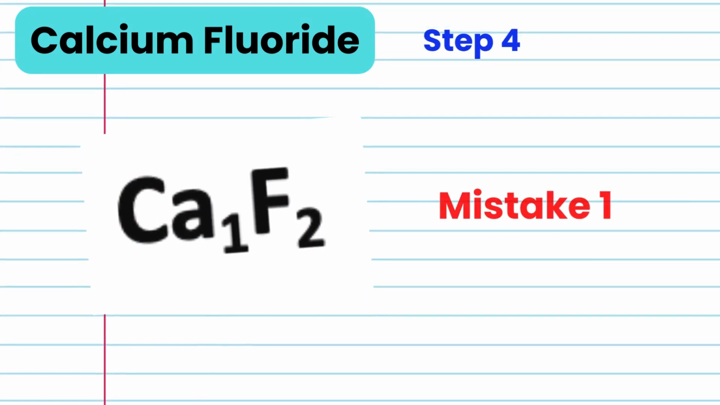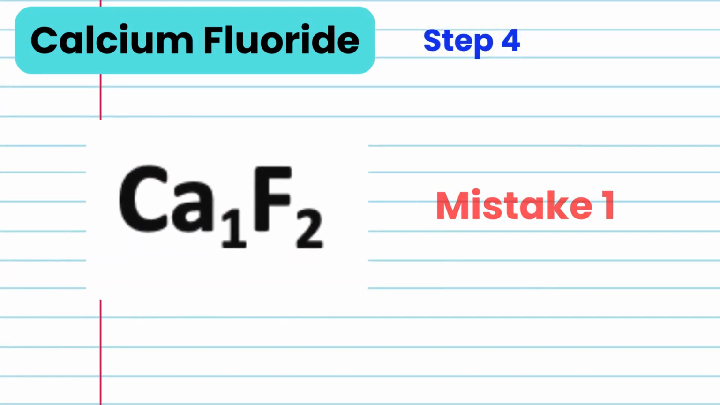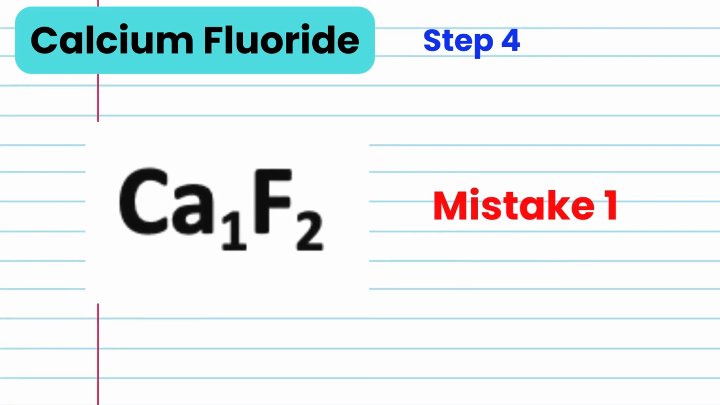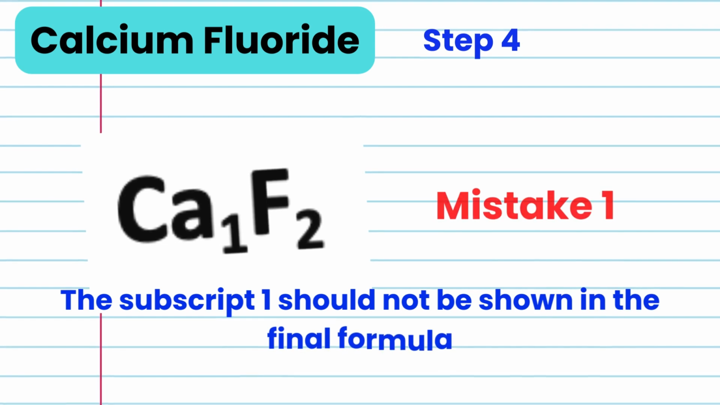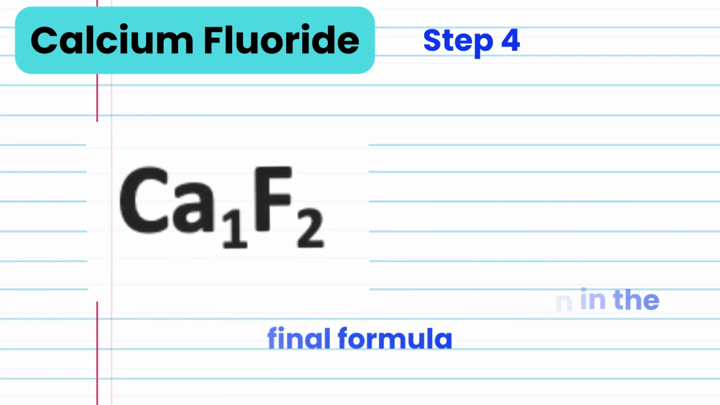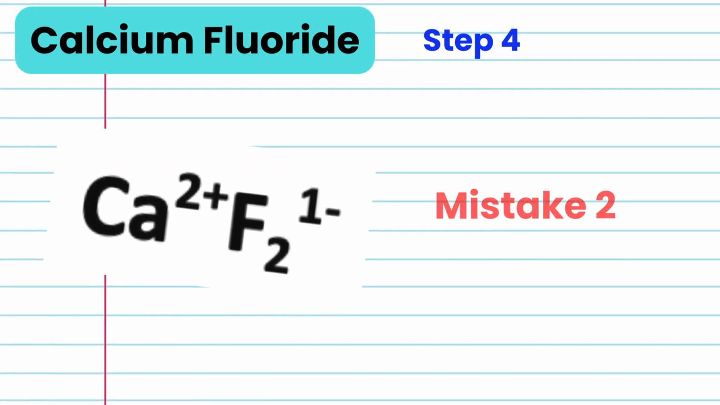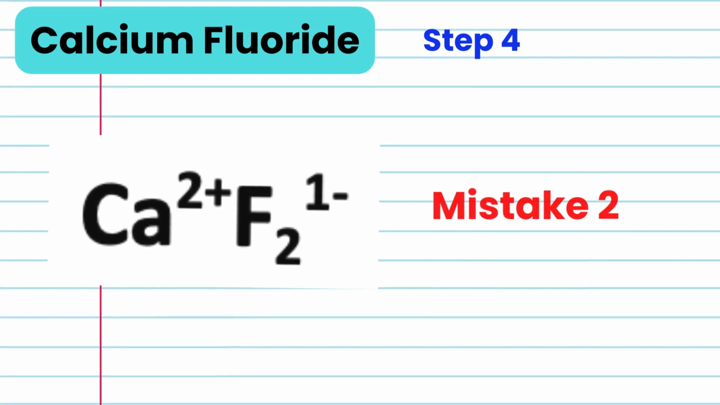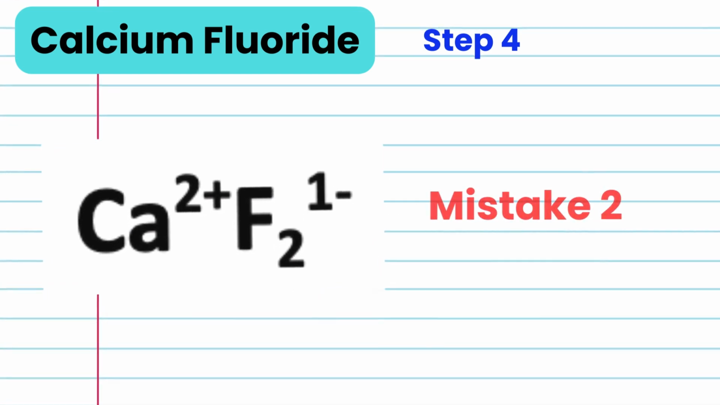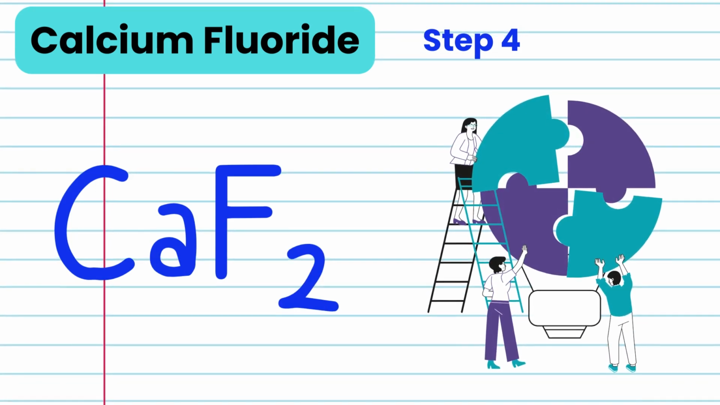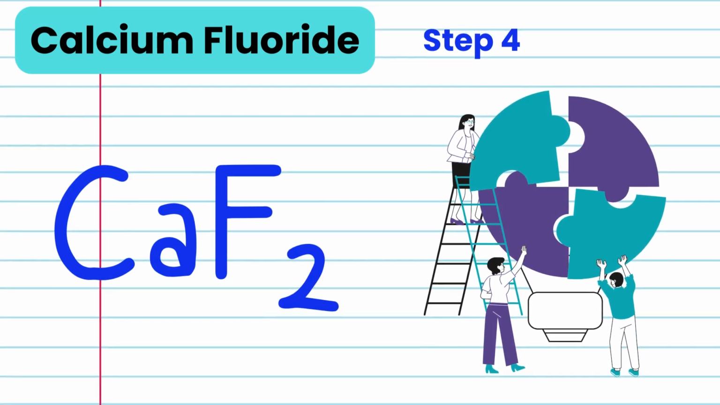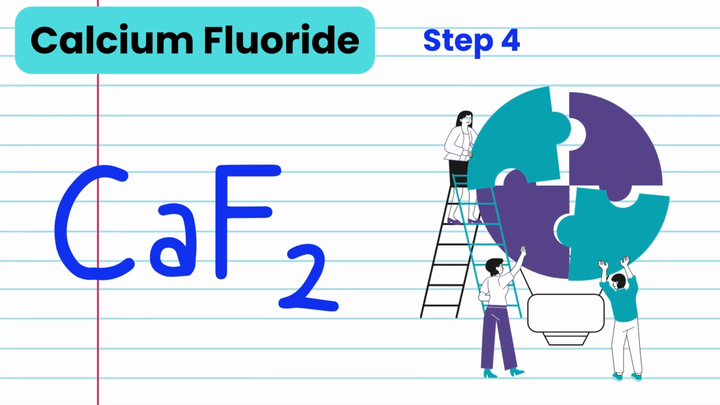Step 4. Some students leave the formula as Ca1F2. This is incorrect. The subscript 1 should not be shown in the final formula. Also, some students show the charges above the element symbols. That is incorrect as well. Write the formula without the subscript 1 and also without the charges. So the formula for calcium fluoride is CaF2.